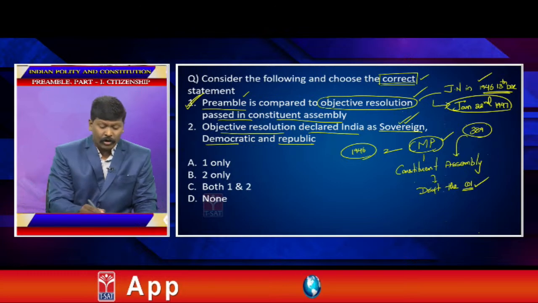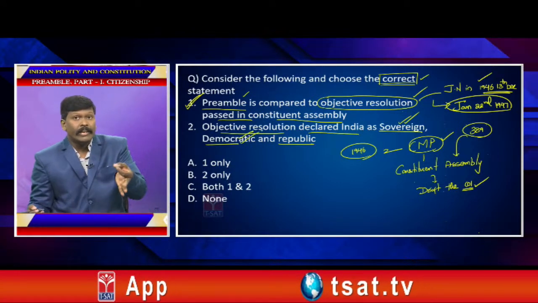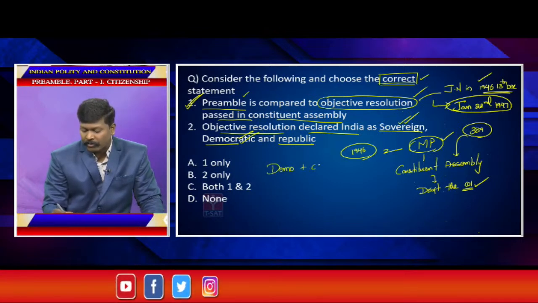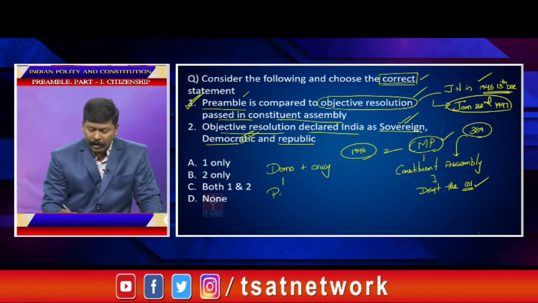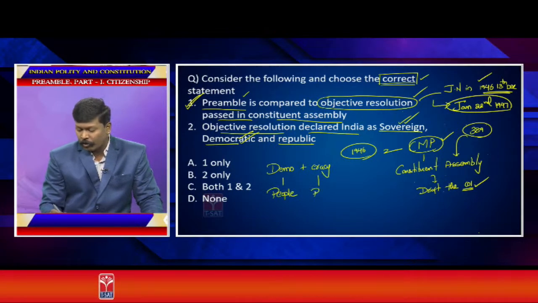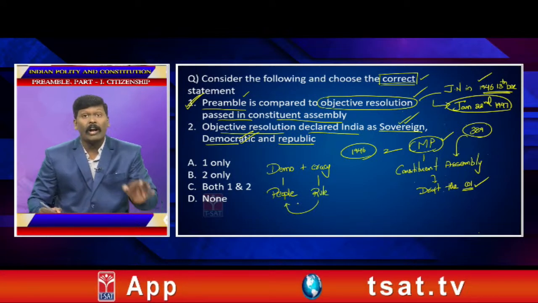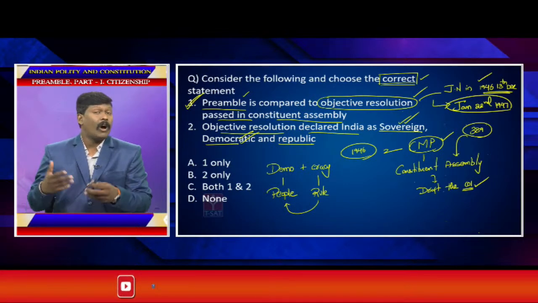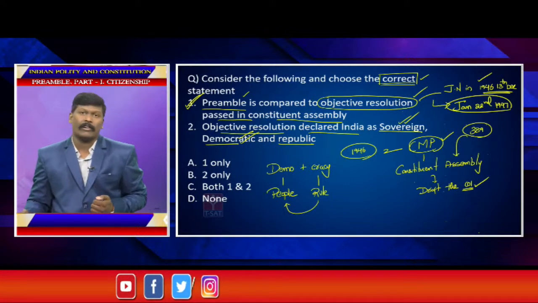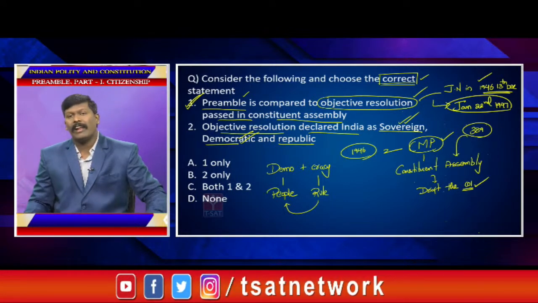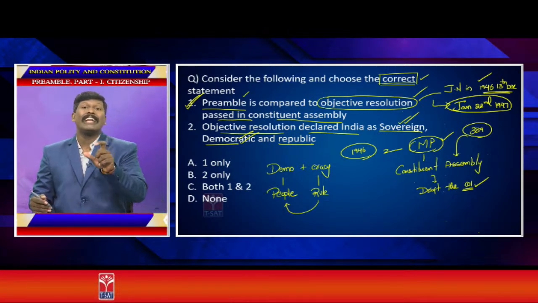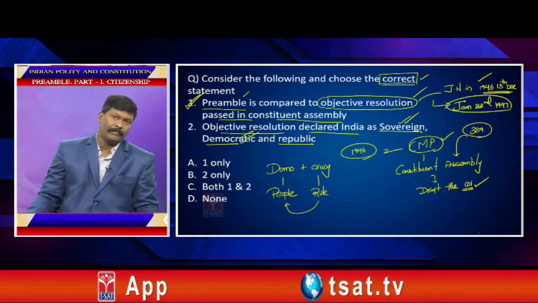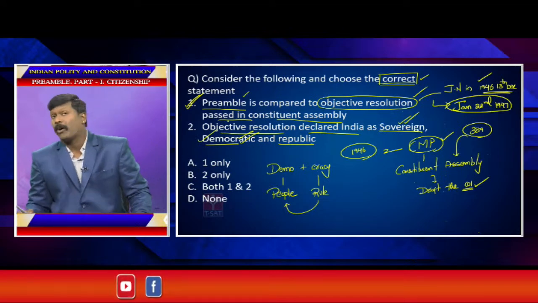Absolutely correct. India is not only a sovereign country, India is also a democratic nation. I told you in the first class, demo plus cracy. Demo means people. Cracy means rule. Rule by the people is called democracy. In India or in the world, there are two types of democracies: direct democracy and indirect democracy. India follows indirect democracy, which is also called representative democracy. So India declared itself as a democratic country.